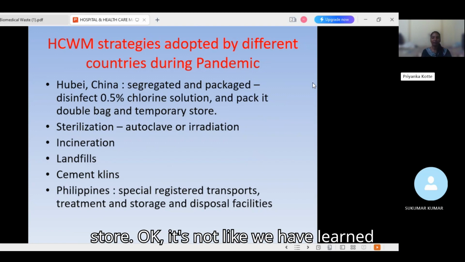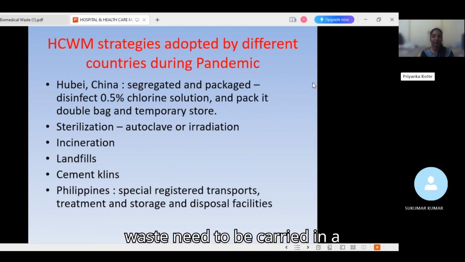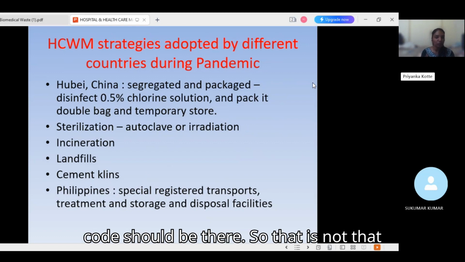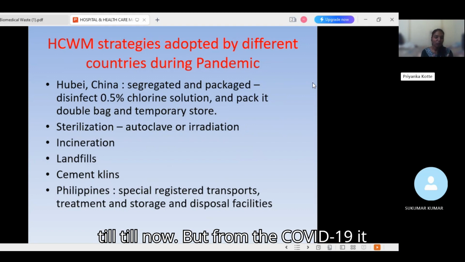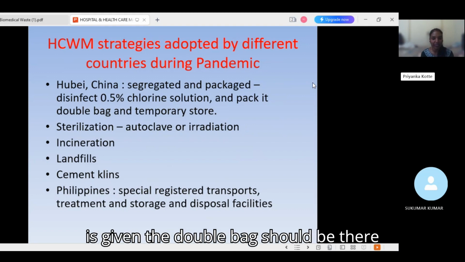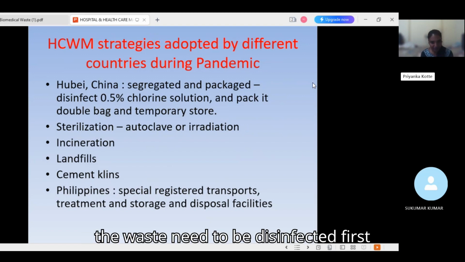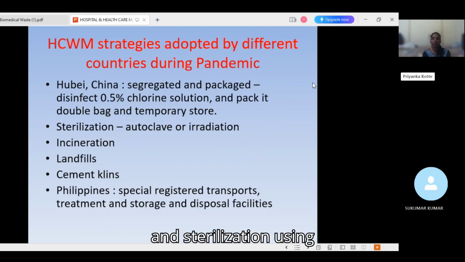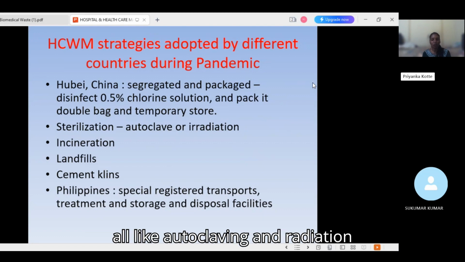It's not like what we have learned in the previous class, where the waste needs to be carried with a biomedical waste label and the color code should be there, so that is a single cover that we have learned till now. But from COVID-19, double bagging and double packing should be there, and the waste needs to be disinfected first, the packet, with the 0.5% chlorine solution. Sterilization using more than the incineration process, like autoclaving and radiation techniques, has been used more.